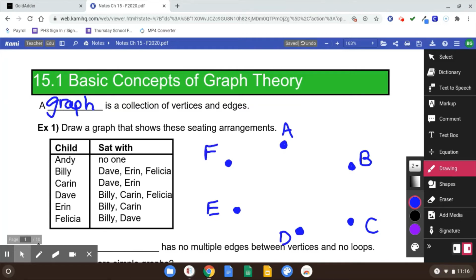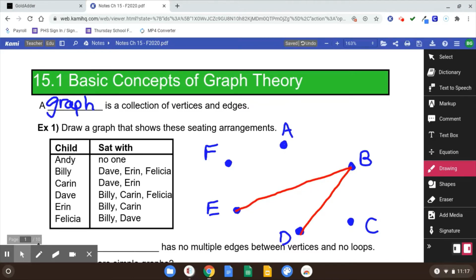So what we're trying to draw a picture of, what this graph is going to be, is just a picture of the relationships in this problem, or specifically who each person sat with. It says that Andy didn't sit with anybody. Andy sat with no one. So I'm not going to connect him to anyone. I'm going to go straight to Billy. Billy sat with Dave. So I'm going to attempt to connect those two. There we go. Billy sat with Aaron and Felicia. So these edges show connections.